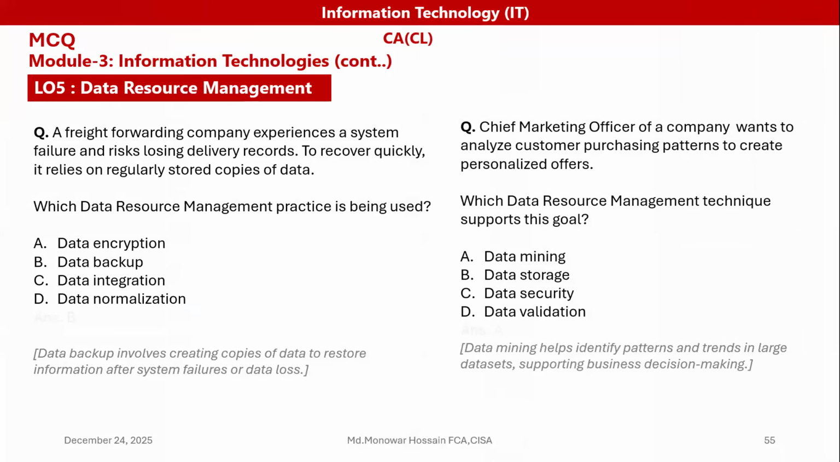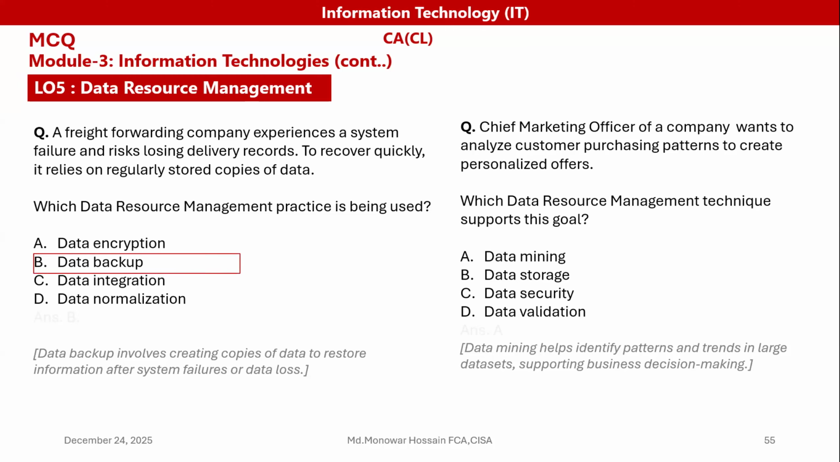Now, a freight forwarding company experiences a system failure and risks losing delivery records. To recover quickly, it relies on regularly stored copies of data. Which data resource management practice is being used within this freight forwarding company? Use data backup, because data backup involves creating copies of data to restore information after system failure or data loss.